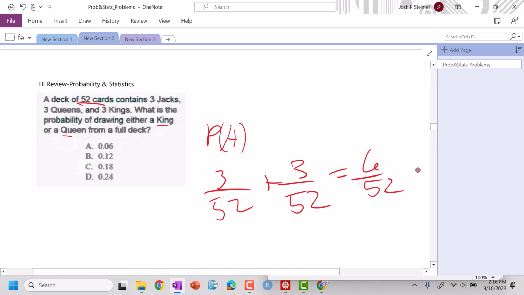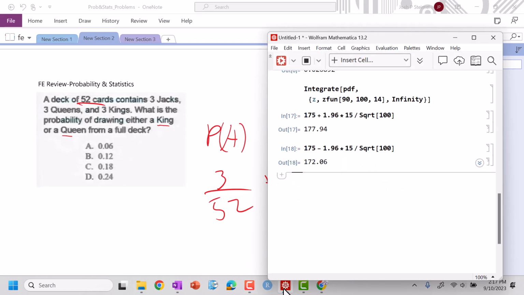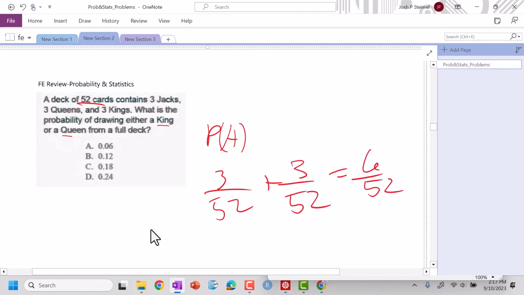Excellent. Hopefully not that bad of a problem to solve there. All right. And you could actually, let's do 6 divided by 52. So you can actually give a value to that.